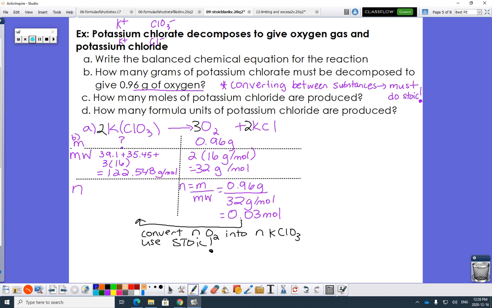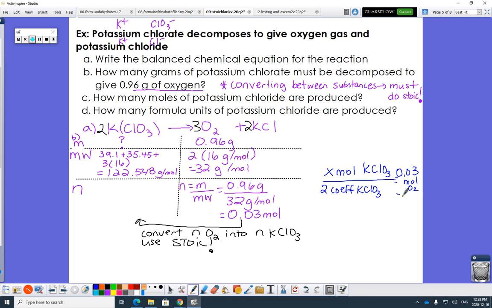What am I looking for? What's my X? I need this moles. So once I choose that, this is KClO3. In the bottom has to be its coefficient. What other mole amount do I have? Only one I have is oxygen.